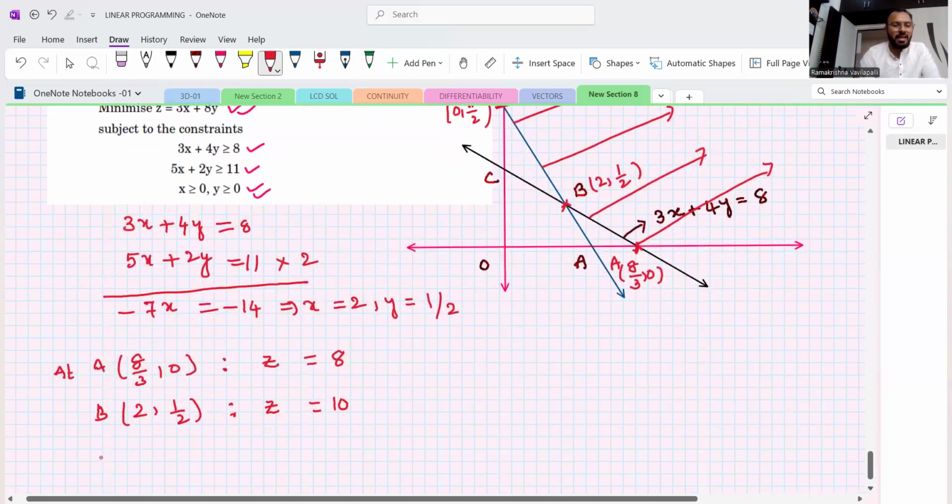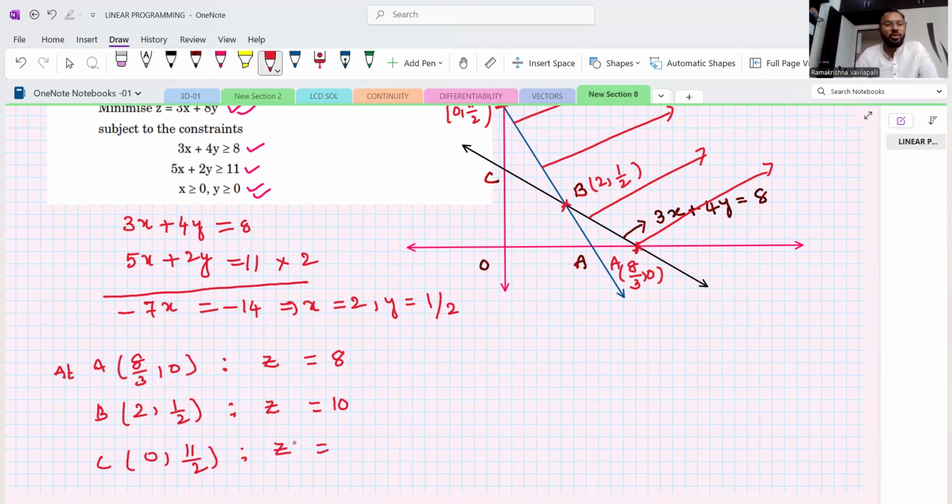All right, the last point, (0, 11 by 2): you will get z equal to 0 plus 44, that is 44. So this is the minimum. So z minimum is equal to 8 at (8 by 3, 0).